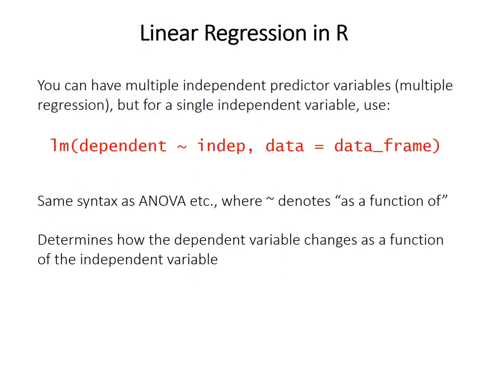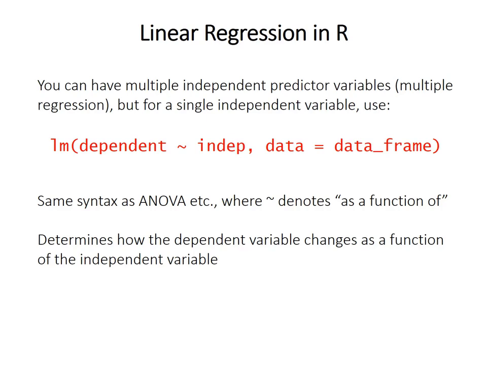So the function for linear regression in R is called LM, which stands for linear model. So you can use multiple independent variables. This is something called multiple regression, which we're not going to cover. But in this case, we're just using a single regression case in this course.